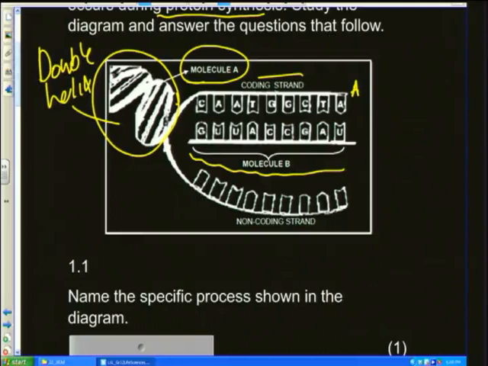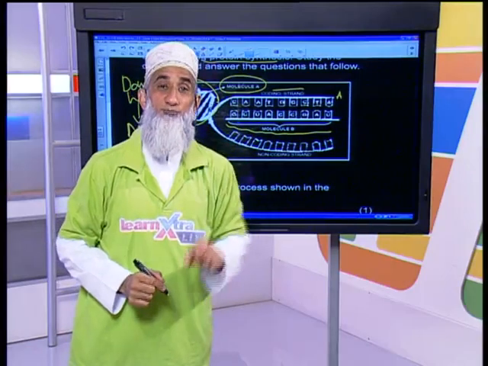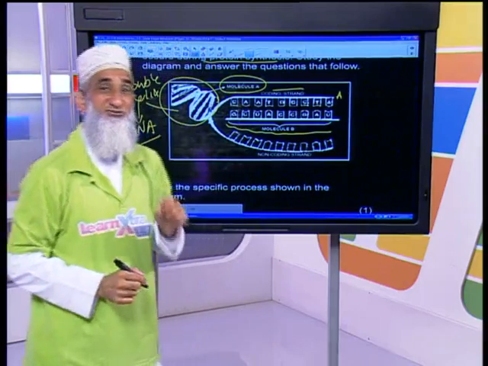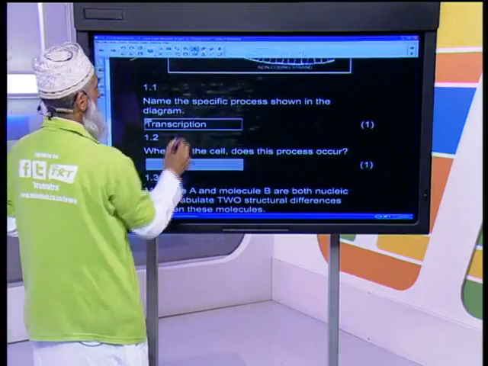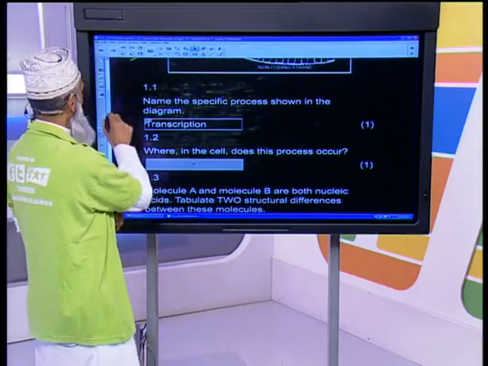We say double helix. So double helix is only associated with one molecule, and that is DNA. DNA in protein synthesis is only involved in one of the two processes, and that is transcription. So therefore, this process is transcription. Wow, we got it right.